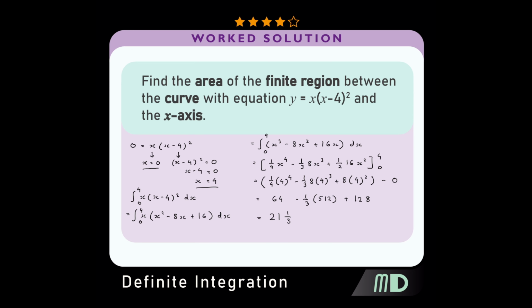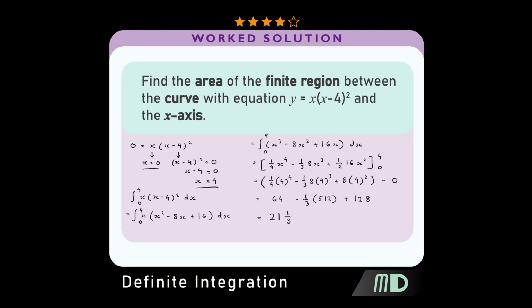As an extension to this question, what if the graph went below the x-axis? The integral would give a negative number. How would we state the total area in that case?